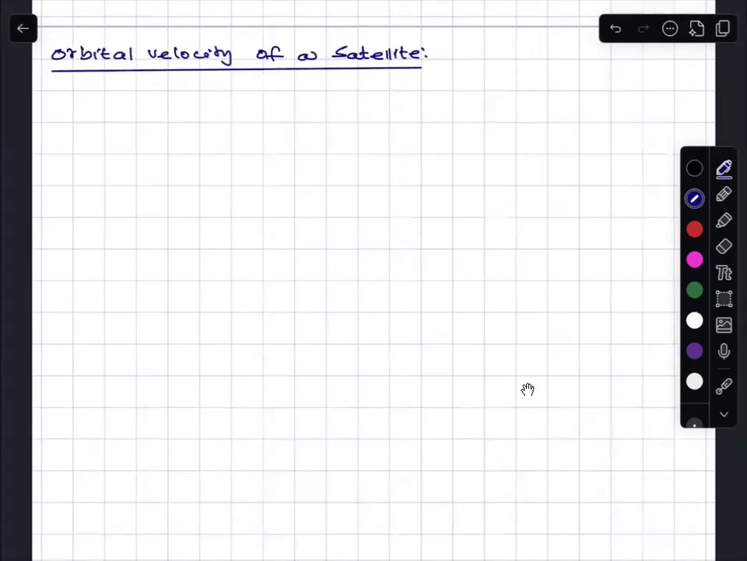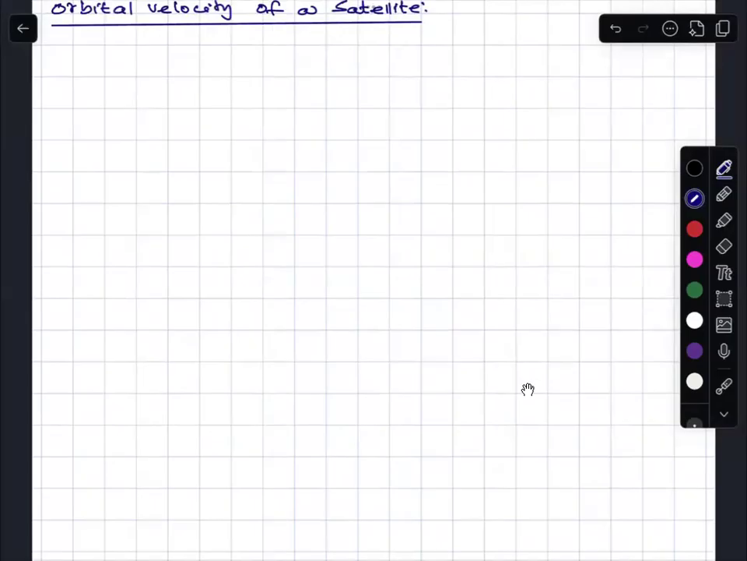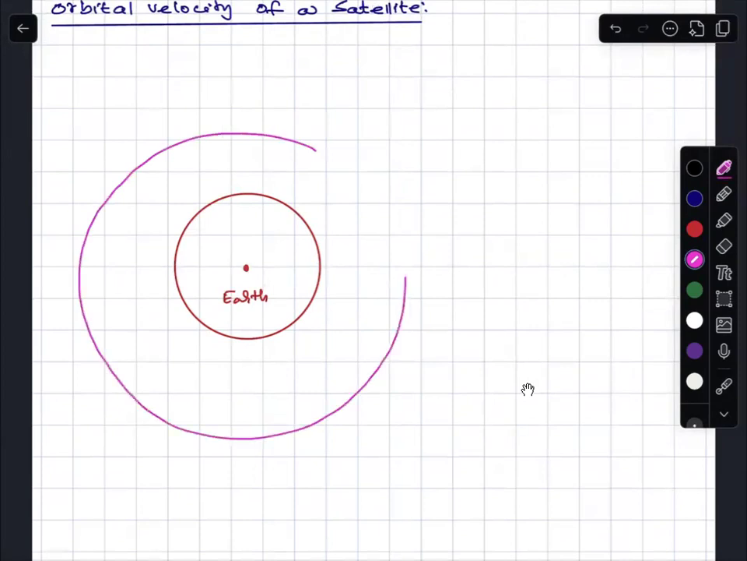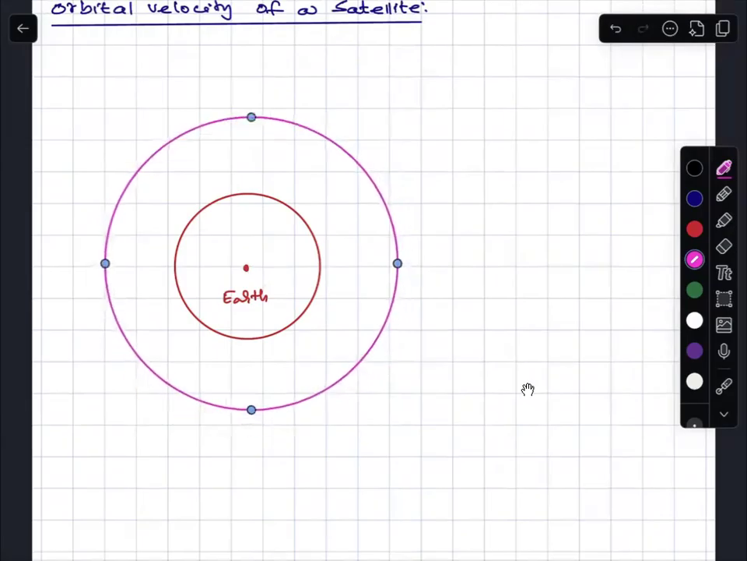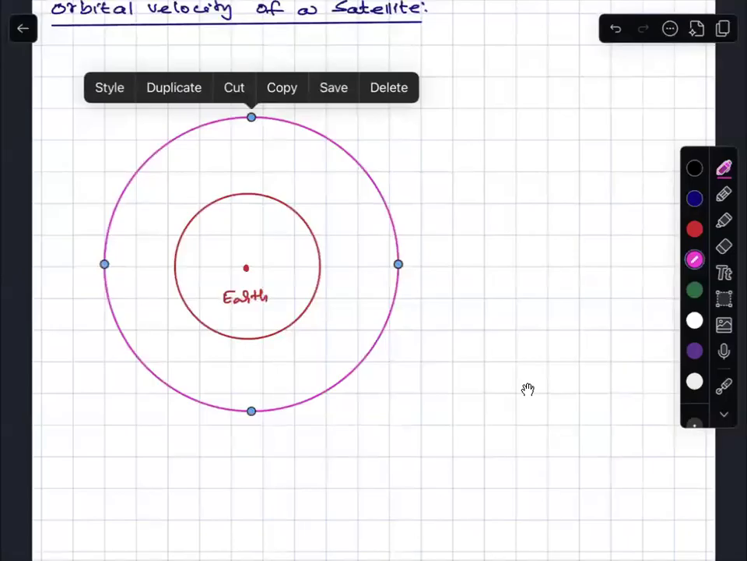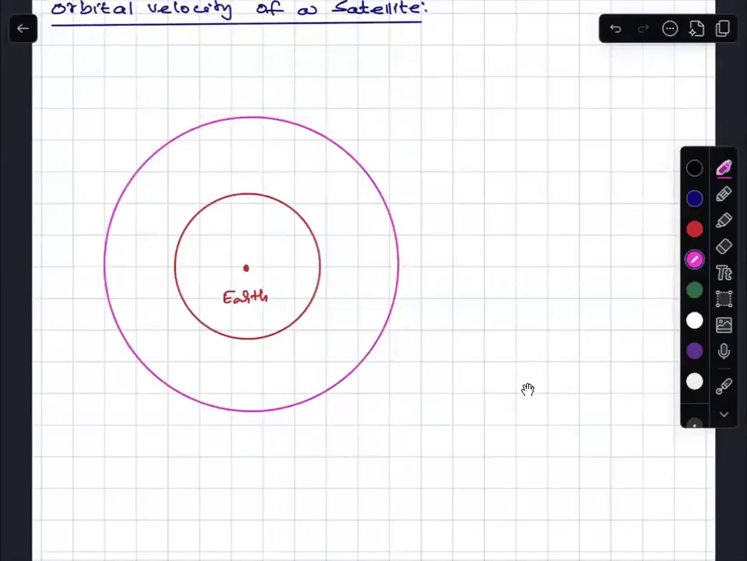Orbital velocity of a satellite. Remember, this is Earth. Here is your center. Now I want an object to move along Earth in a circular path.